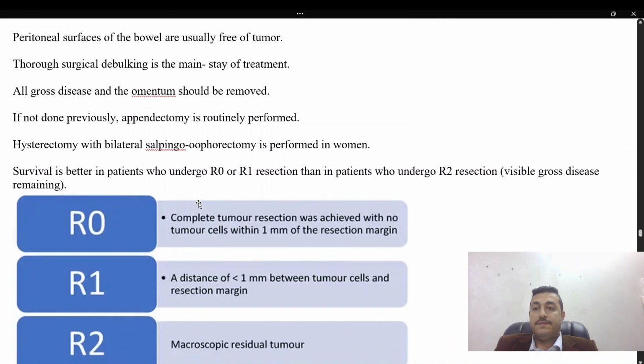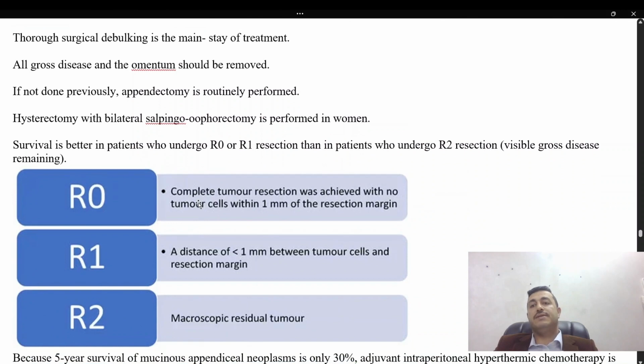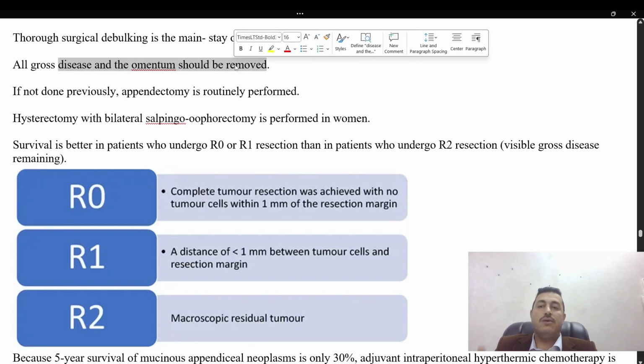Okay, what else? The treatment is actually removing all that you can see. It's called R2, if we are talking about the macroscopic residual tumor, all that we can. It's actually delayed for a trained, skilled senior surgeon. It's not an easy surgery. As we said, the recurrence rate is high. It needs debulking. You can see all gross disease and omentum should be removed.